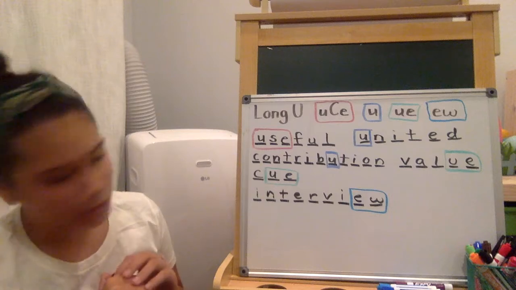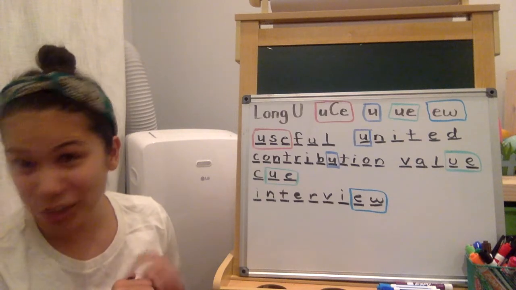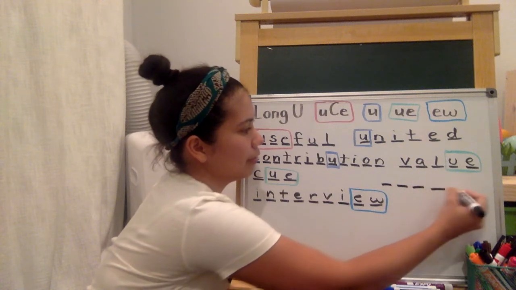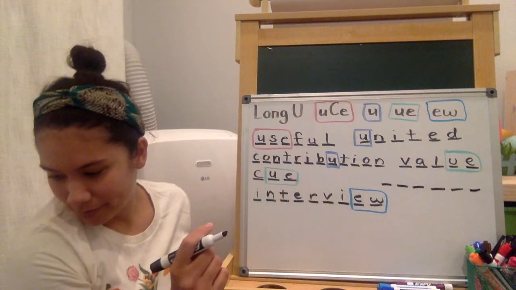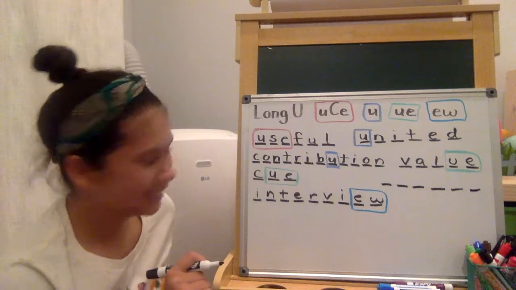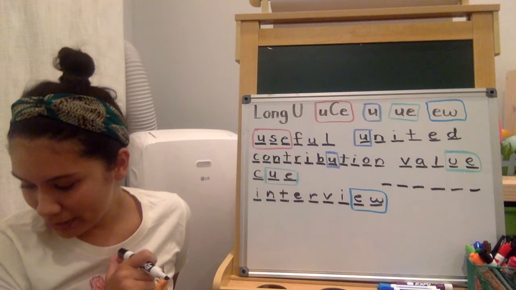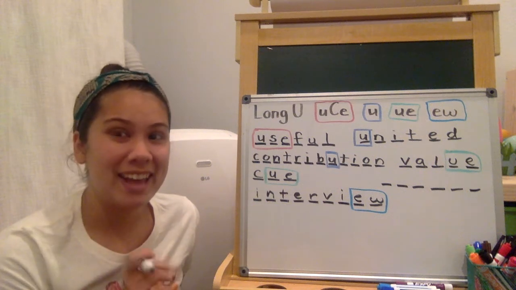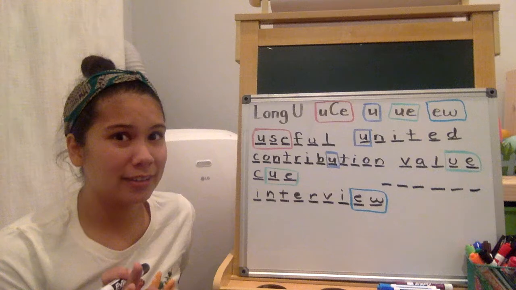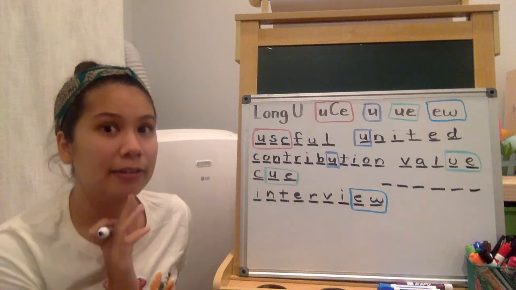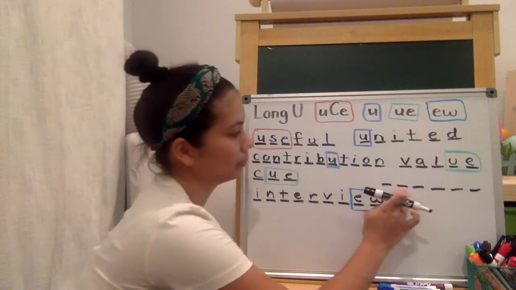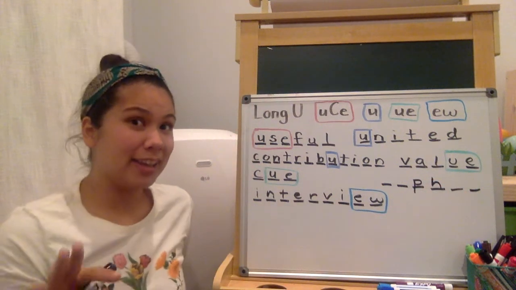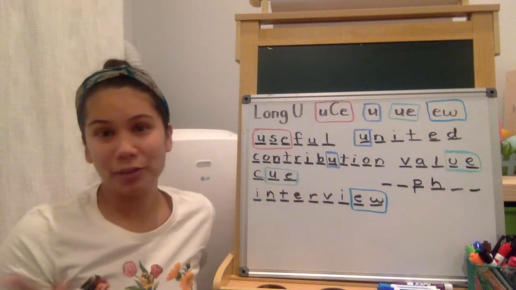Your next one is going to have 6 dashes. 1, 2, 3, 4, 5, 6. Yes, 6 dashes. That word is going to be nephew. Nephew. This one's tricky. I'm going to give you the letters that spell the f sound here. Okay, now try it, and if you need time to think, then pause the video.